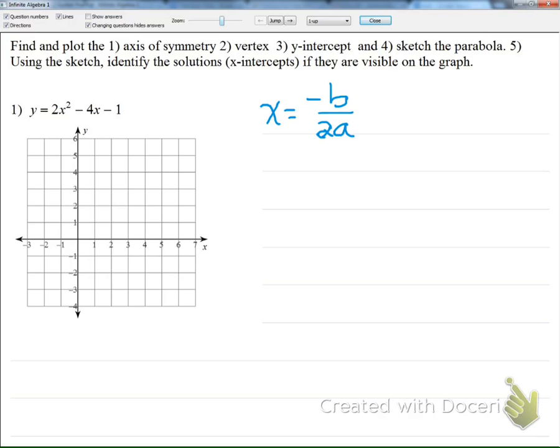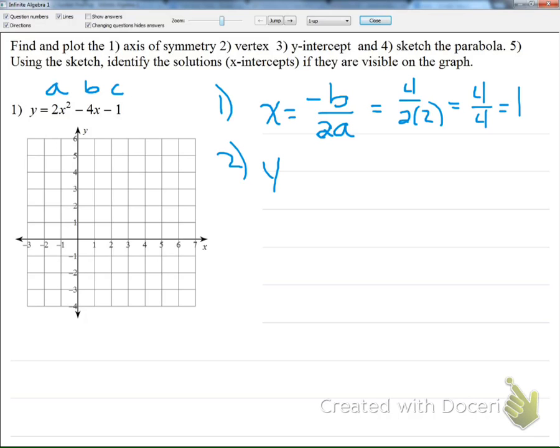So first, let's fill in the formula x equals the opposite of b over 2a with the equation that we are given. As long as it's in standard form, where it's set equal to y or equal to 0, then the coefficient of the x squared is your a value, the coefficient of the x is the b value, and your constant is your c value. So let's plug it in and solve for x. So we found the opposite of b, which is 4, 2 times a, which is 2 times 2 is 4, and 4 over 4 equals 1. So that's your axis of symmetry.